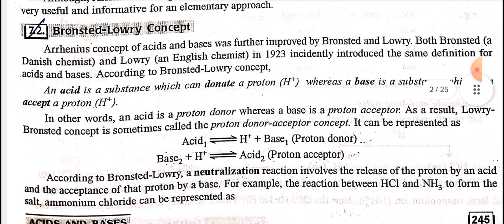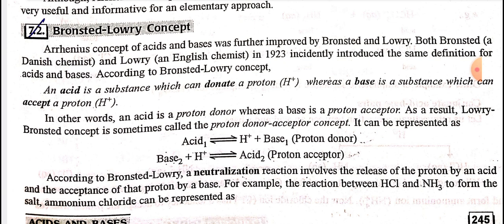Bronsted-Lowry concept. Arrhenius' concept of acids and bases was further improved by Bronsted and Lowry. Both Bronsted, a Danish chemist, and Lowry, an English chemist, in 1923 incidentally introduced the same definition for acids and bases. According to the Bronsted-Lowry concept, an acid is a substance which can donate a proton, whereas a base is a substance which can accept a proton. In other words, an acid is a proton donor, whereas a base is a proton acceptor. As a result, the Lowry-Bronsted concept is sometimes called the proton donor-acceptor concept.